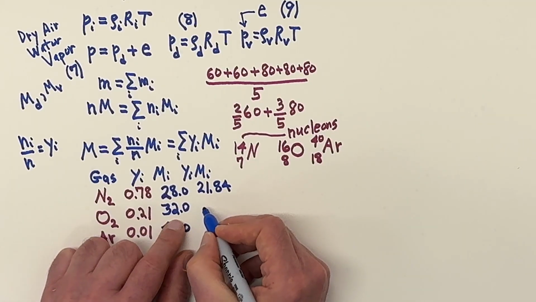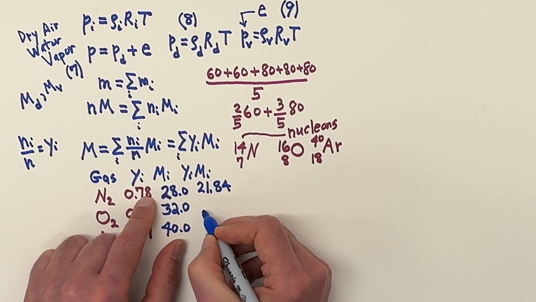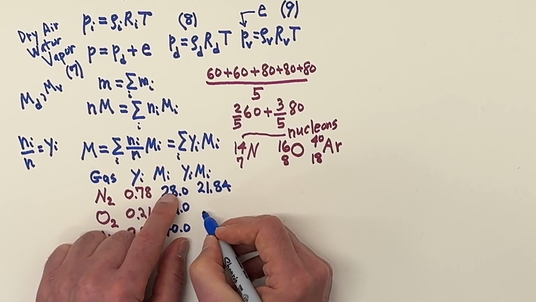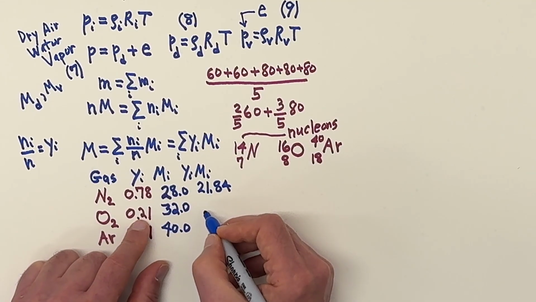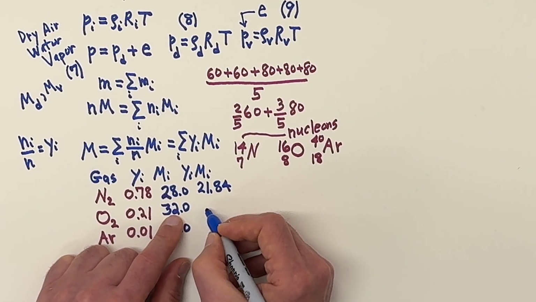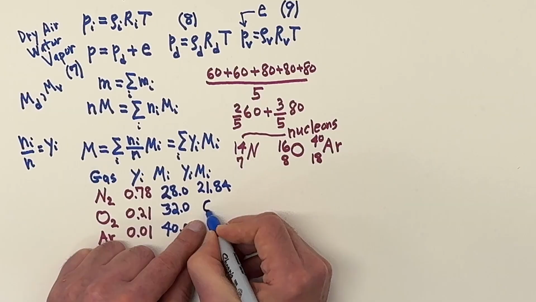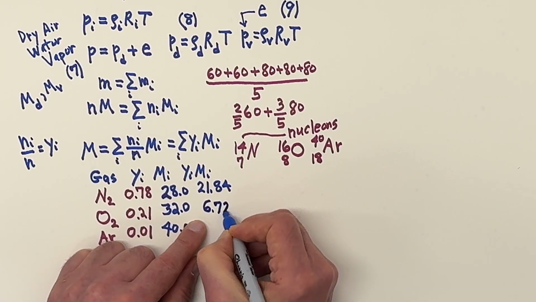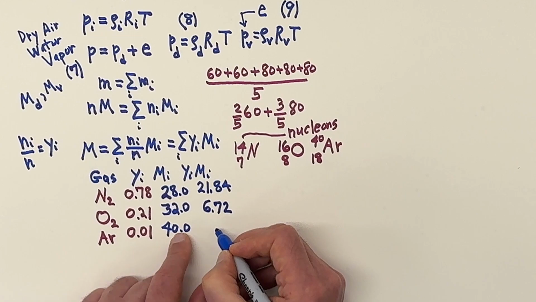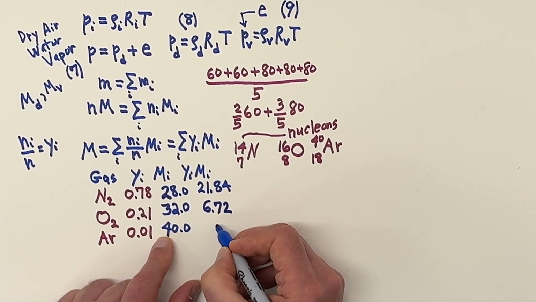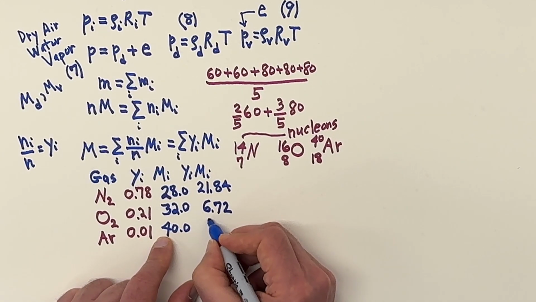And then 0.21. So you can see these numbers making sense. This is close to 3/4, and 3/4 of the 28 is going to be 3 times 7, 21. And this is like a fifth. A fifth of 30 is 6. This would be close to 6, 6.72. And this is 1/100th of here. So you move the decimal point over twice. And that's going to give us a 0.4.